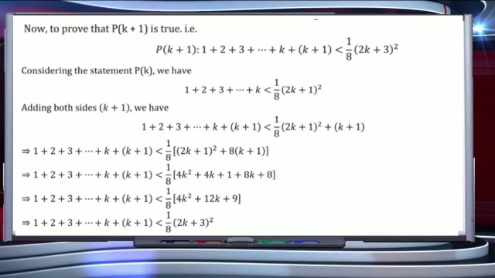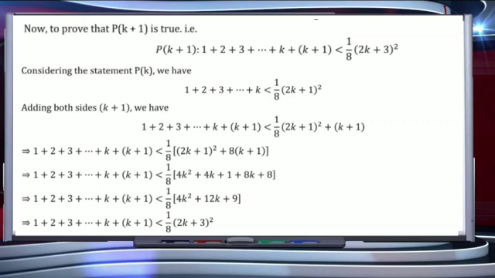So let's start. In the LHS, when we add (2k plus 1) whole square, this reduces to 1 by 8 as common. Next we are left with (2k plus 1) whole square plus k plus 1. Next we are taking the LCM and opening the whole square, so this reduces to 4k square plus 4k plus 1 plus 8k plus 8. So again we are finding its factors, so this is nothing but (2k plus 3) whole square.